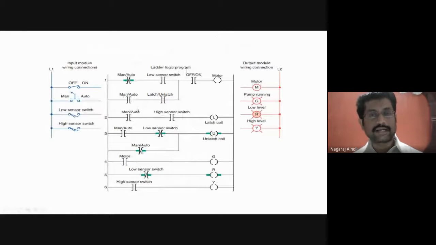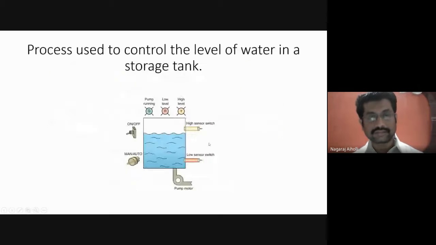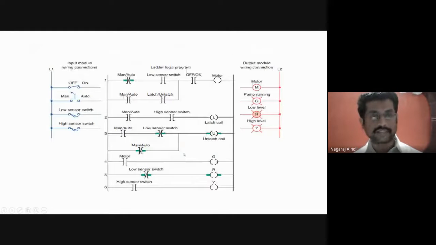This is the ladder diagram for the level of water control in the storage tank. Let's try to understand it here. This is the input module wiring connection. This is our ladder diagram, and this is the output module wiring connection.